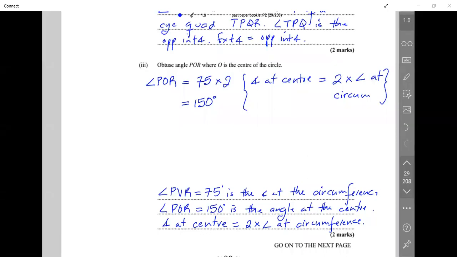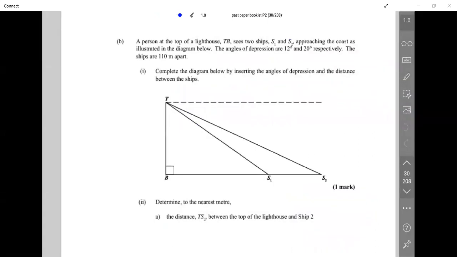All right, so let's go to the B part of the question. The B part says, a person at the top of a lighthouse, TB, sees two ships, S1 and S2, approaching the coast as illustrated in the diagram below. The angles of depression are 12 degrees and 20 degrees respectively. The ships are 110 meters apart. We're to complete the diagram below by inserting the angles of depression and the distance between the two ships. Well, that's not difficult to do.